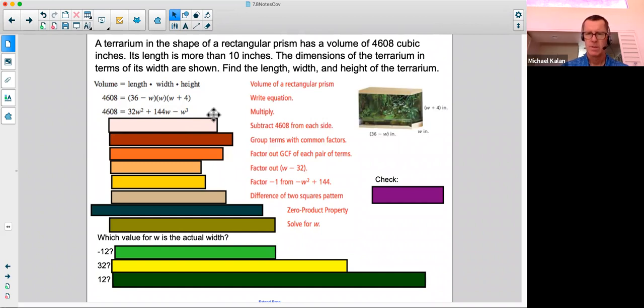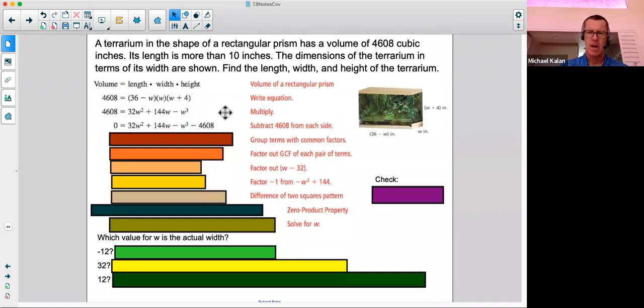So what's the next step? Bring the 4608 over, right? Get it set equal to 0. And now we notice we have 4 terms, don't we? When we have 4 terms, what do we need to do? We need to figure out a way to group them.